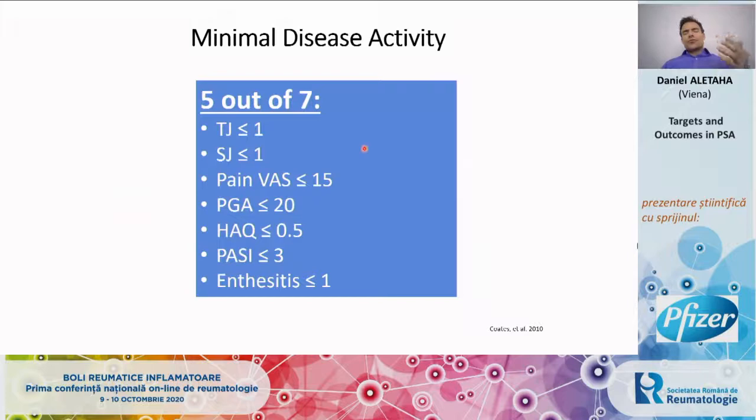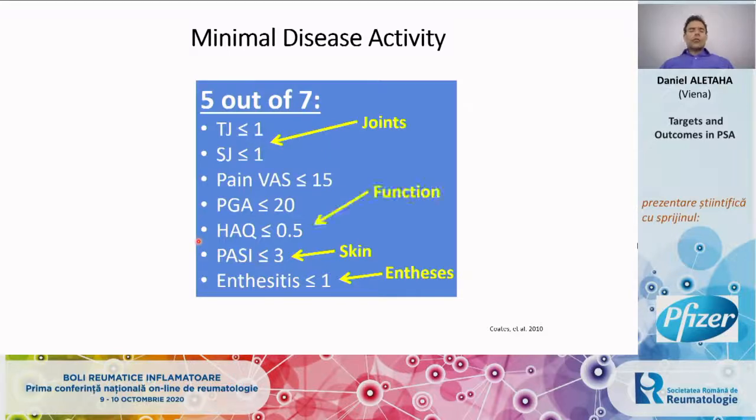And I'm just showing you as an example these tools, and the minimal disease activity scale that I mentioned with the COPA study is a 5 out of 7 approach to a good state for various musculoskeletal and non-musculoskeletal measures. And you can see it includes the joints, it includes the skin with the tools that we've mentioned before, it includes enthesis, a number of entheses, and even includes function.